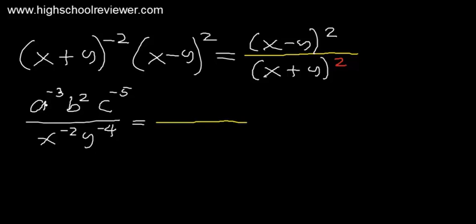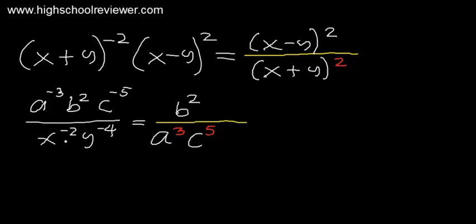So again, from the numerator, a now will be on the denominator. The exponent now will become positive 3. And then after a will be b. Since this is a positive exponent, it will still be here on the numerator. And then we have c, which has a negative exponent. So just like a, c will be here on the denominator, and the negative exponent will now become a positive exponent.